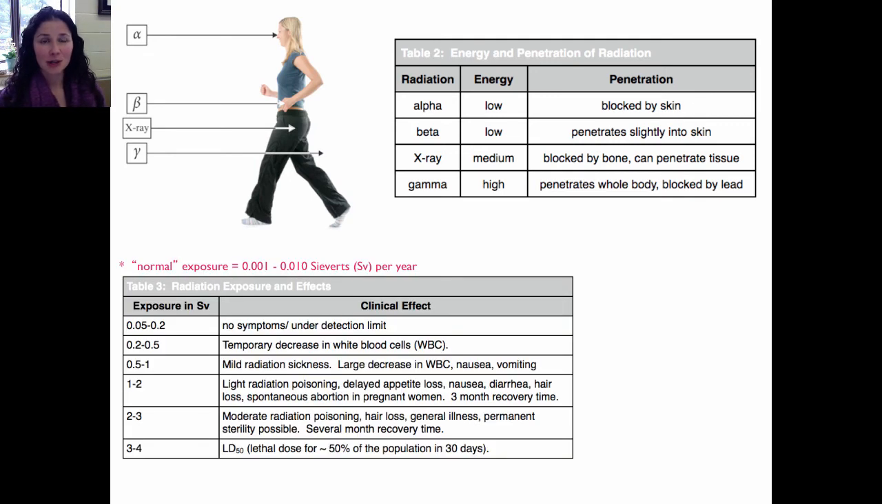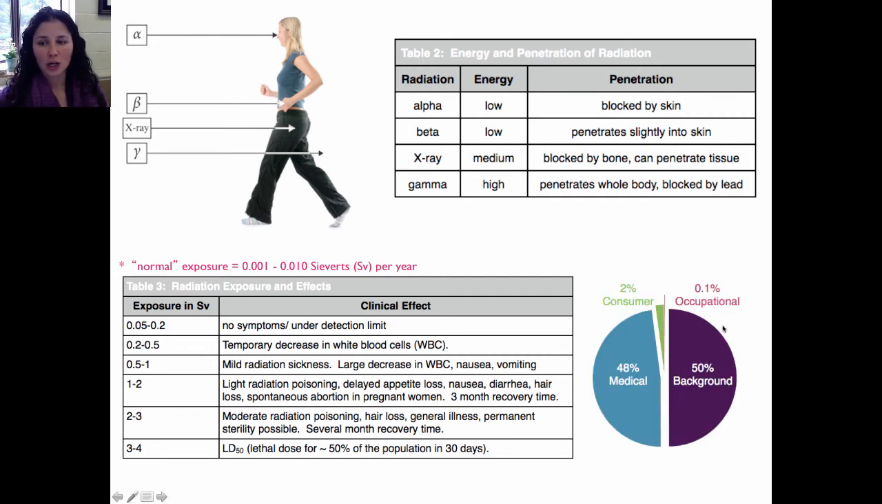In your daily life, you are exposed to radiation all the time. Radiation comes from the atmosphere, and it also comes from the products that we use. A normal exposure of radiation is about 1 to 10 millisieverts, or up to 0.01 sieverts per year. The normal exposure comes from many sources. So about 50% of radiation that you're exposed to comes from what we call background radiation, radiation from the atmosphere, essentially.